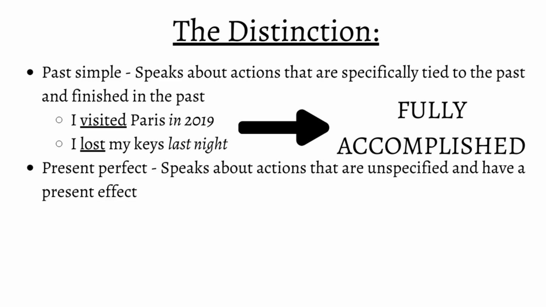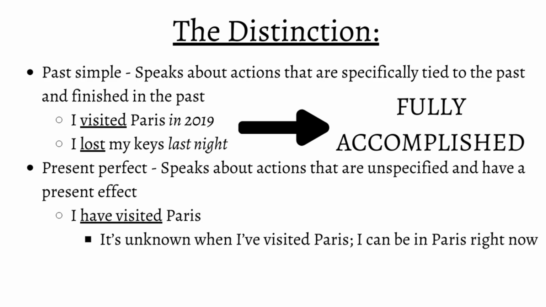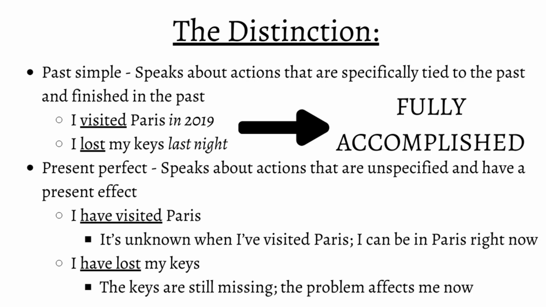On the other hand, the present perfect tense speaks about actions that are unspecified and have a present effect. They may have started in the past, but their presence is now. For instance, I have visited Paris signifies that it's unknown when I've visited Paris, so it can mean that I'm in Paris right now. I have lost my keys indicates that the keys are still missing, so the problem affects me now.